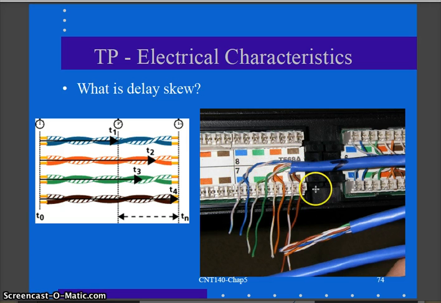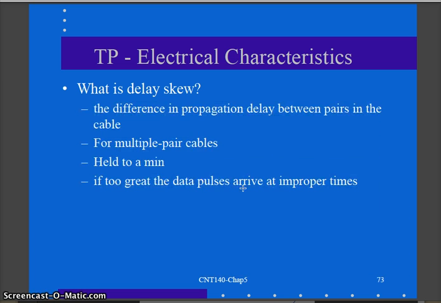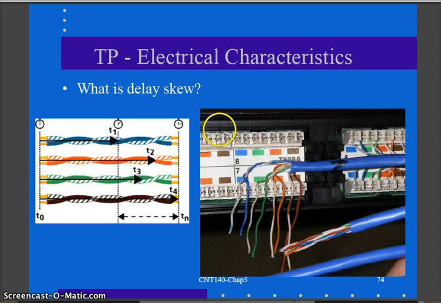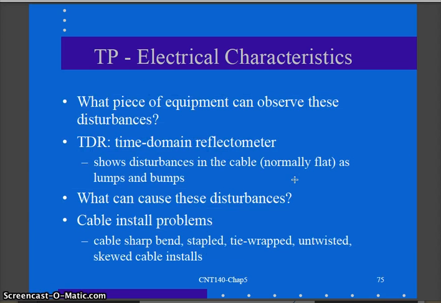So if I start sending a chunk of data down this cable, these bits will arrive here, and a fraction of a second later, the bits coming down the blue pair arrive here. I'm going to get a little bit of delay skew out of this. And that gives me this difference in propagation delay between pairs, because technically this blue pair is longer than the brown pair when I look at the whole length of the cable. Delay skew can be caused by just that, a sloppy termination.